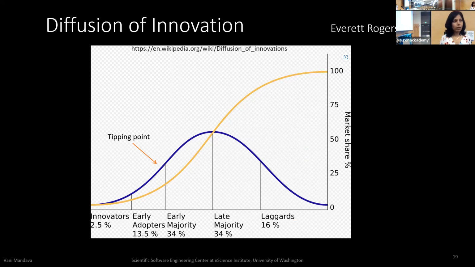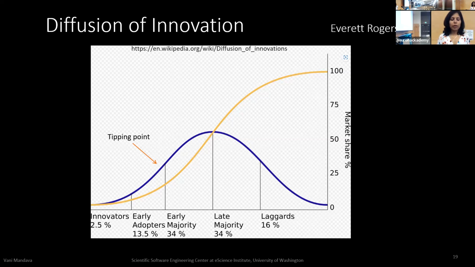This is a very old theory from social sciences called diffusion of innovation, where all of the users of a product can be categorized as either innovators, early adopters, the early majority, the late majority, or the laggards, right? So this blue line shows the different categories that these user types fall in, and the yellow line is basically how it gets to that 100% market share.